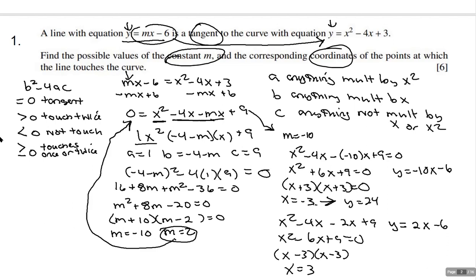And if I put a 3 in here, well, that's going to be 6 minus 6, or 0. So then the y that goes with this is going to be y equals 0. So I find the possible values of m, and I've found the coordinates of the points at which the line does touch the curve on those two values of m. Okay, hopefully that was a good experience for you.